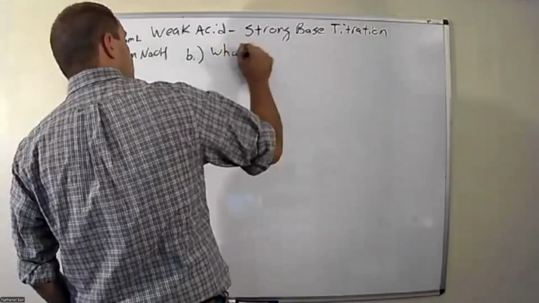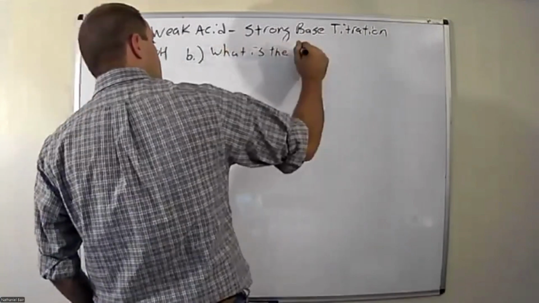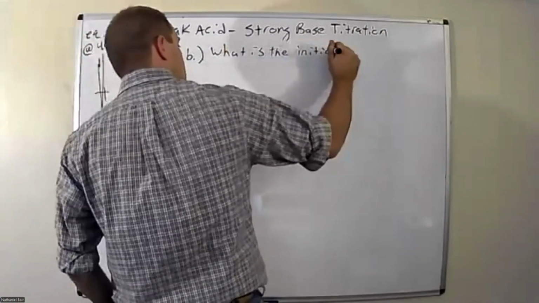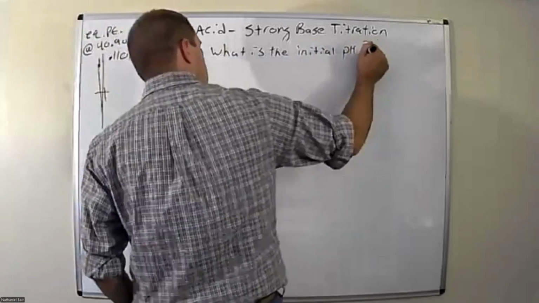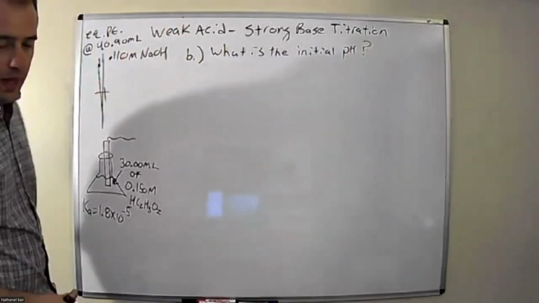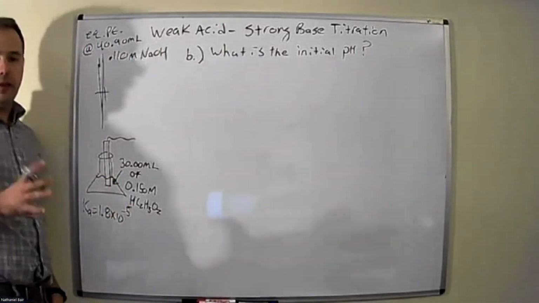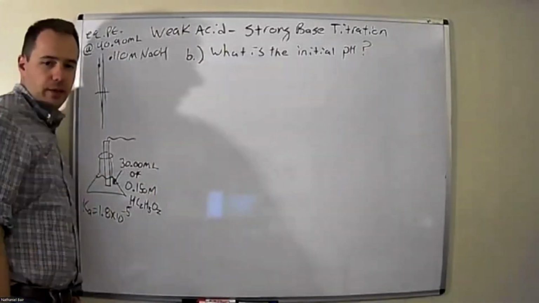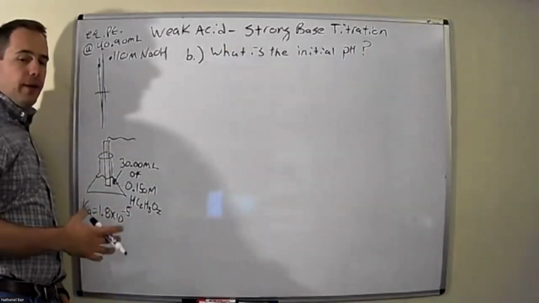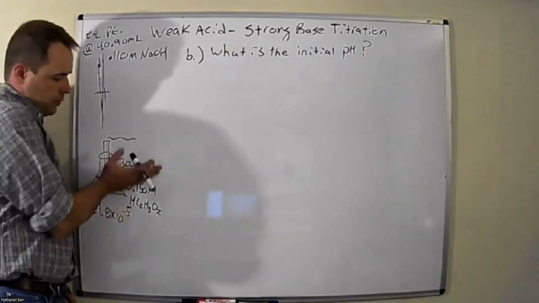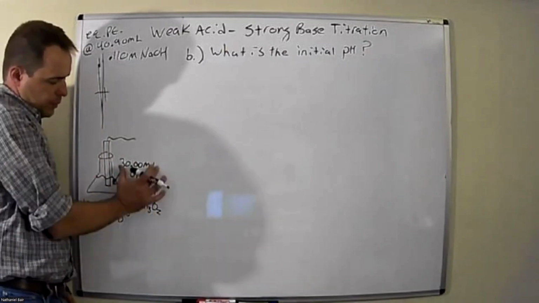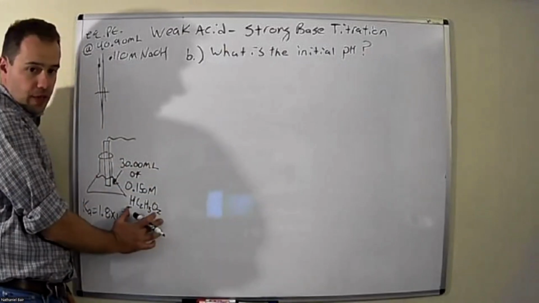So what is the initial pH before we add any titrant? Okay, this is a weak acid problem. We've done this, like this was the last class, right? On Monday. You don't have to worry about any of this other stuff, just what's the pH of a 0.15 molar acetic acid solution.